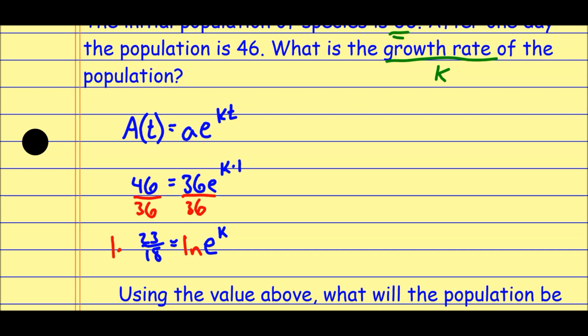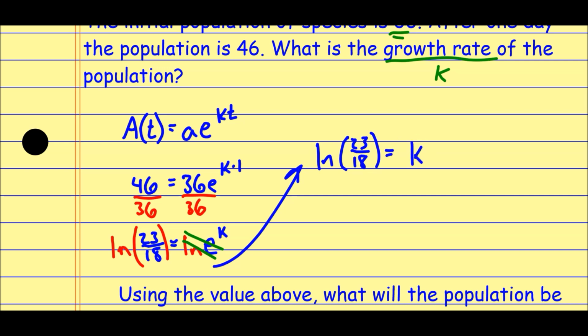And this is why I told you to get used to using the natural logarithm. It's because it would be more useful in the future. Well, here it is. Natural log and e cancel each other out. So I end up with the natural log of 23 over 18 equals k.